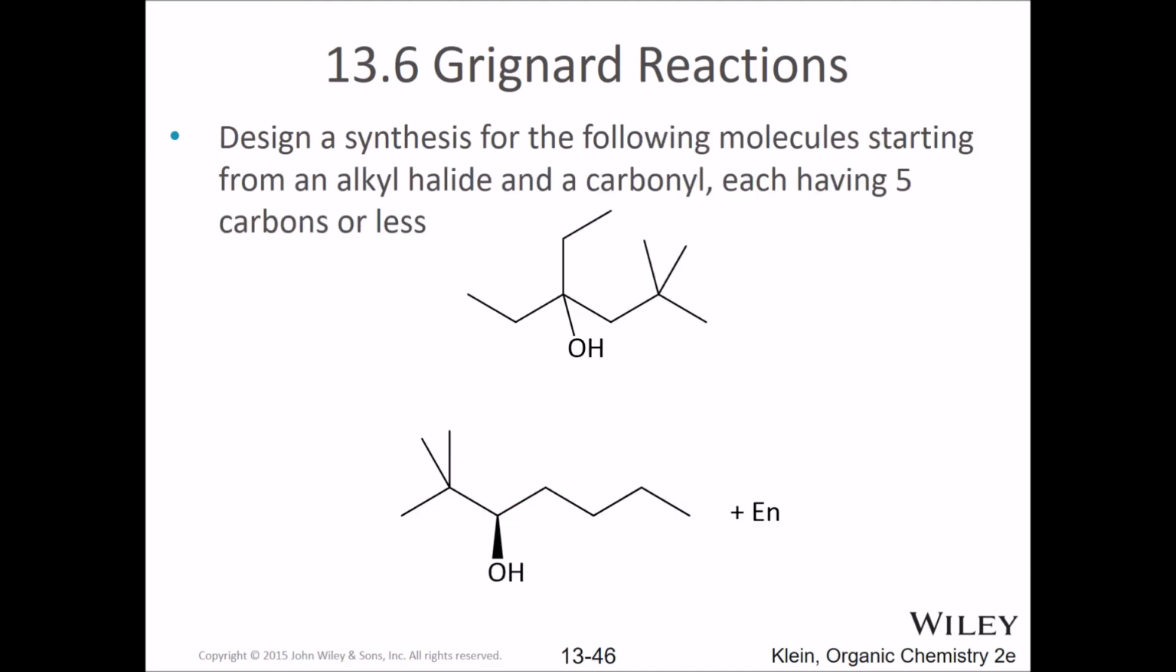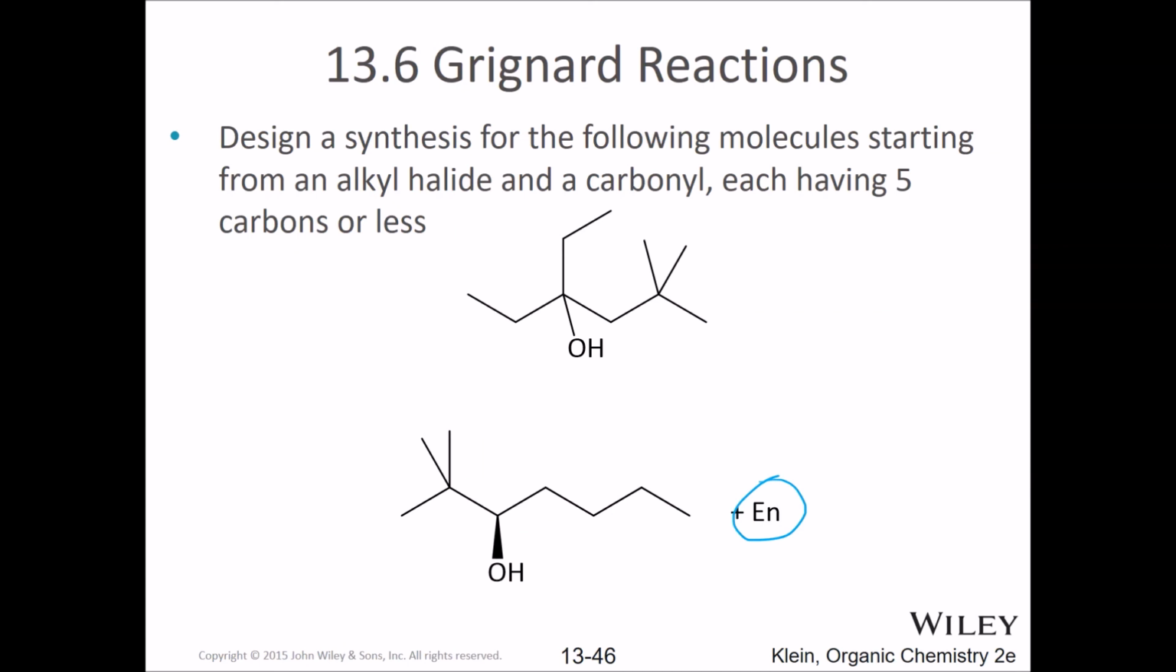All right, so now design a synthesis for the following molecules, starting from an alkyl halide and a carbonyl, each having 5 carbons or less. You know what this means? This means plus enantiomer. That means plus the enantiomer. Design a synthesis for the following molecules, starting from an alkyl halide and a carbonyl, each having 5 carbons or less. I think I'm not going to do this on the video. I think I'm going to let you do it personally.